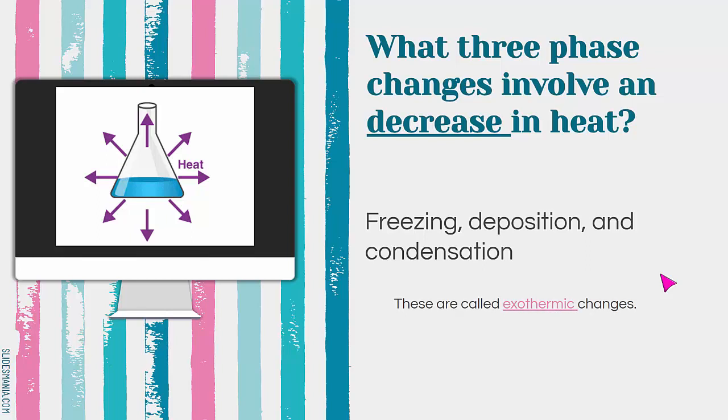If we decrease the heat in a substance, that is called an exothermic change. Remember, exo means out of or outside, and so the heat is being transferred outside.